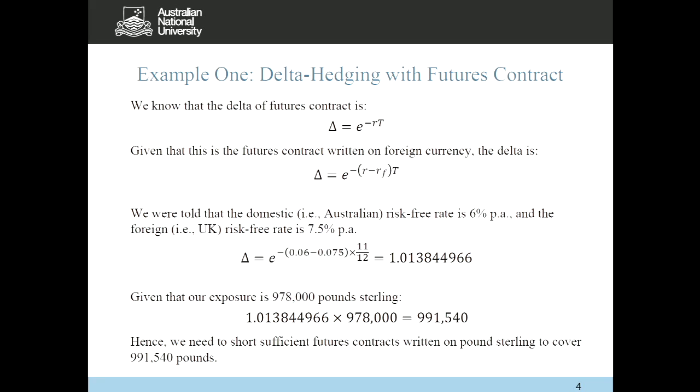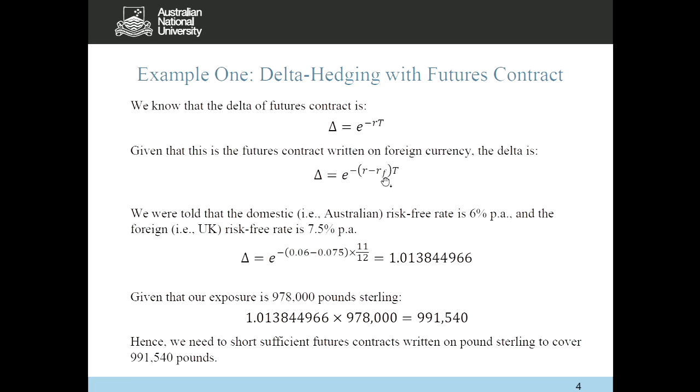Then the next question is how much, right? And we can work out what is the delta on one futures contract on pound sterling. We can do that because, as mentioned before, the delta on the futures contract is simply 1 times e to the power of minus rT. But one little modification is that we're dealing with a futures contract on foreign currencies. So same as before, we need to remove the foreign risk-free rate from our domestic risk-free rate. Then we can calculate the delta on the futures contract. So this is the correct formula to use.